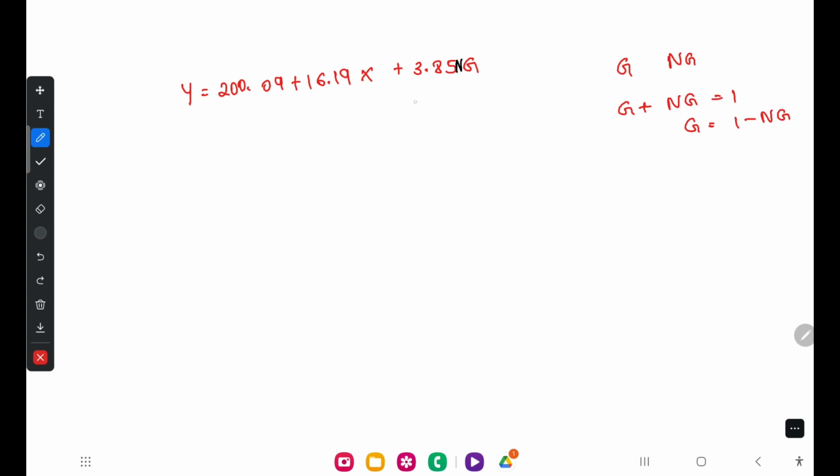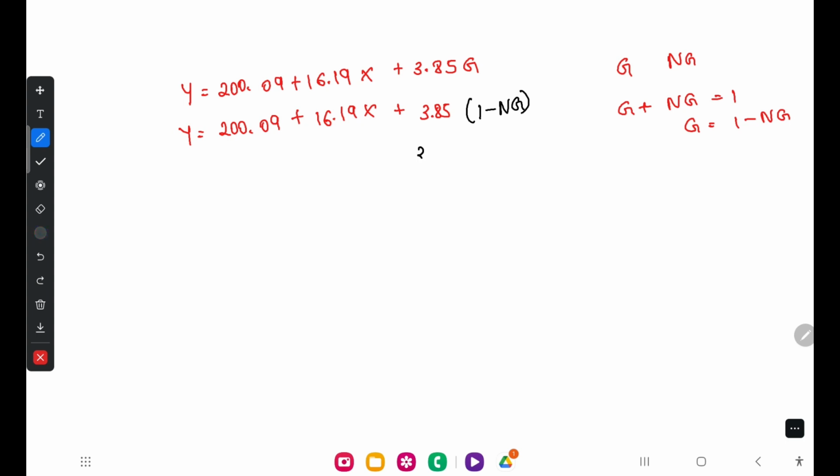what do I do? Instead of g, I can write it as 1 minus ng. Okay, I haven't changed anything. Another way to write g is 1 minus ng, right? G is 1 minus ng. Okay, I'm writing the same thing, no difference. I'm not going to change anything. Let me write the rest also like that. 3.85 plus 16.19x plus 200.09 equals y.